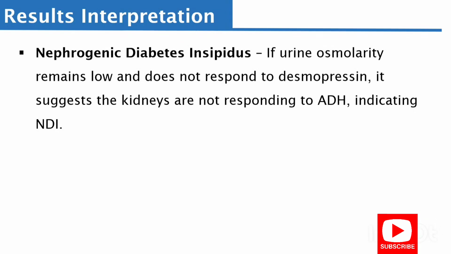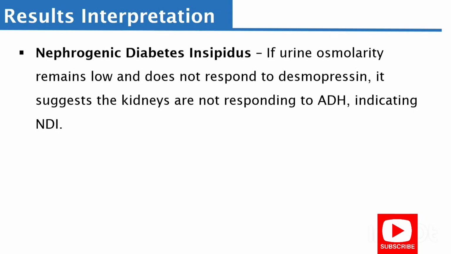Okay. Now if after we give that, the urine osmolarity, which is supposed to now be high or normal as the case may be, remains low, meaning after giving desmopressin the urine osmolarity, which is supposed to come back to normal or high, is low. What it then means is that the kidney is not recognizing that desmopressin. So in such a situation, it suggests that the kidneys are not responding to ADH, which is a strong indication of NDI. I hope that makes sense.